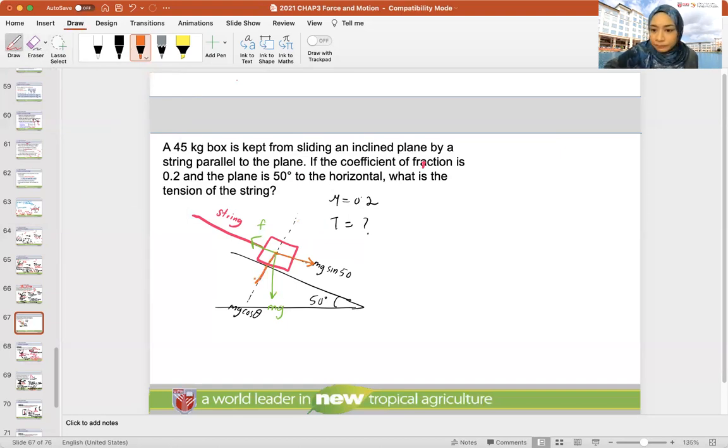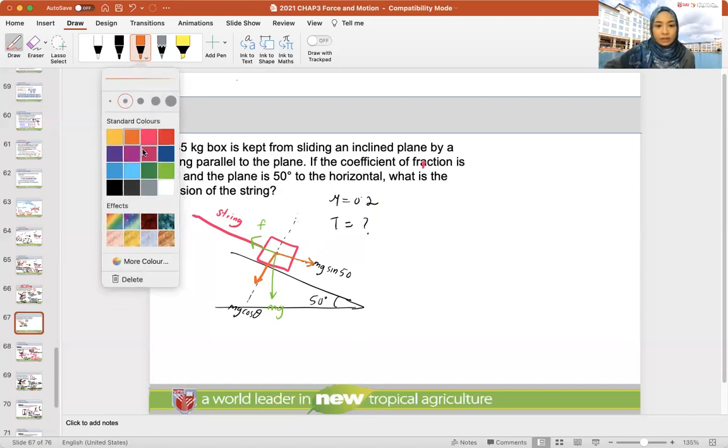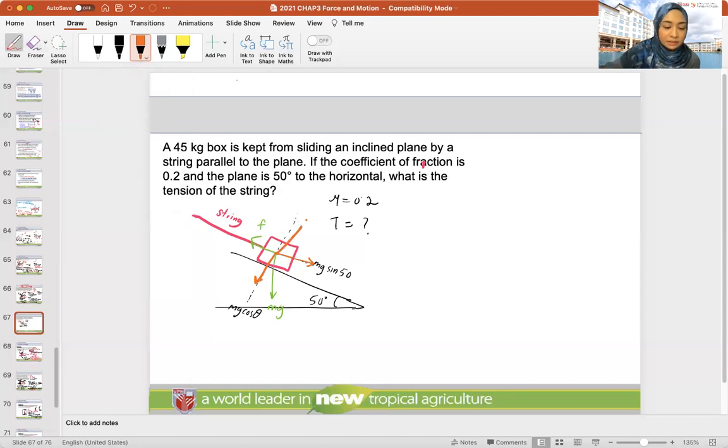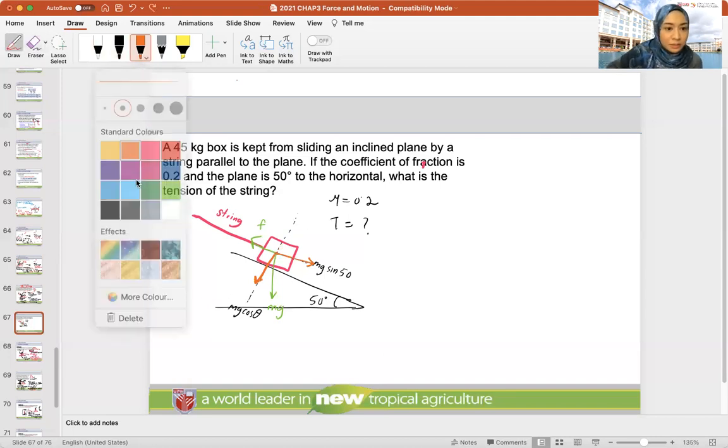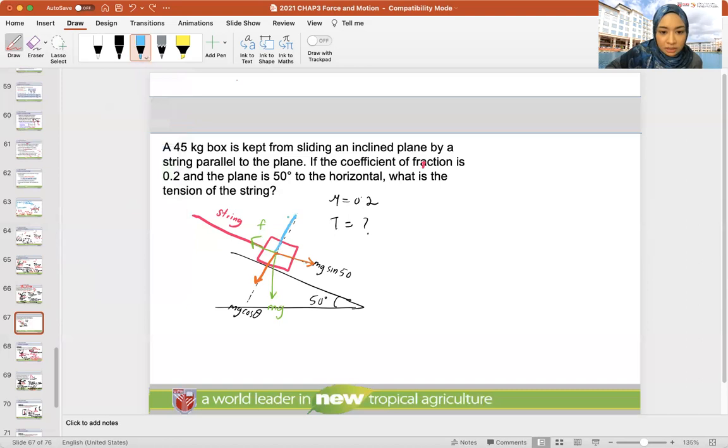Okay. So what else? Thank you, Batrisha. Akila, what else? Normal. Where should it be? Align with the mg cos theta. Okay, great. That's a good answer. Upwards. Very specific. I like that. Okay, so reaction is along the same line as mg cosine theta. Correct. Okay, next, what else?